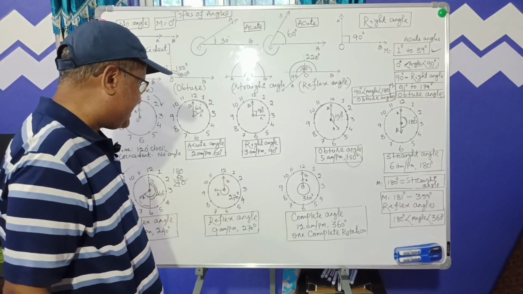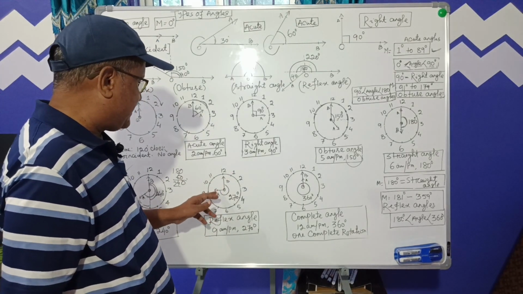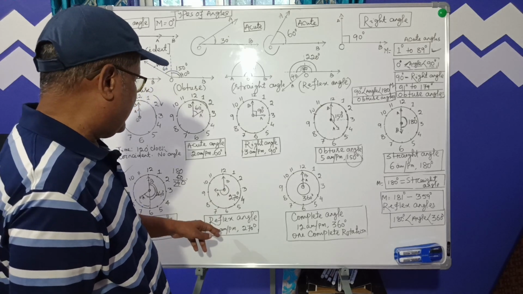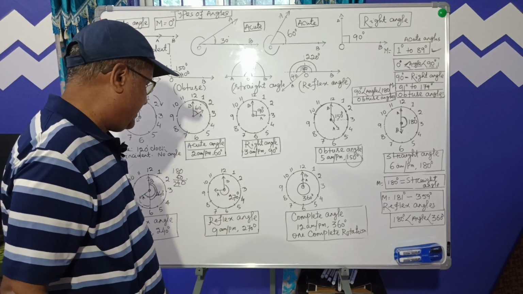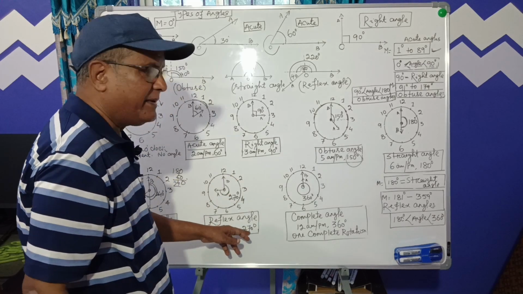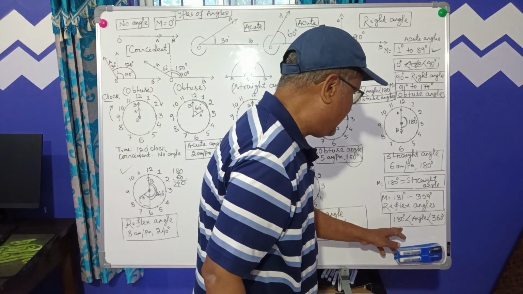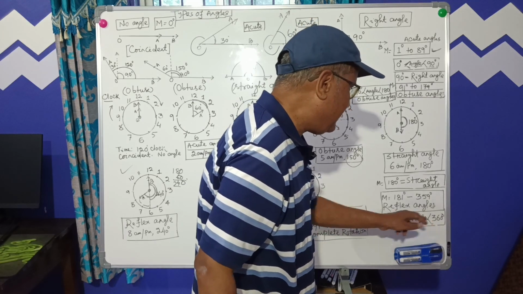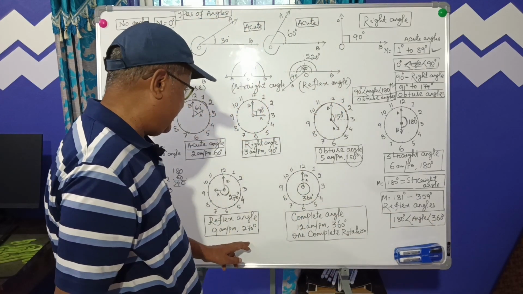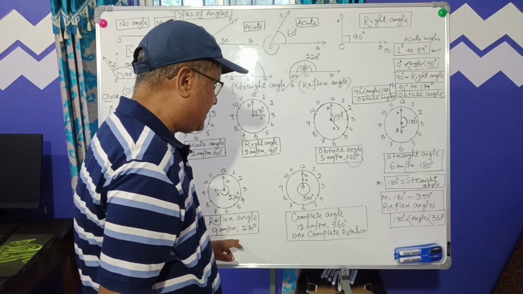Come to another reflex angle at 9 o'clock, you see. At 9 o'clock, or maybe 9 a.m. or 9 p.m., the measure of the angle is 270 degrees. Here the measure is greater than 180 and less than 360. So this is an example of a reflex angle.